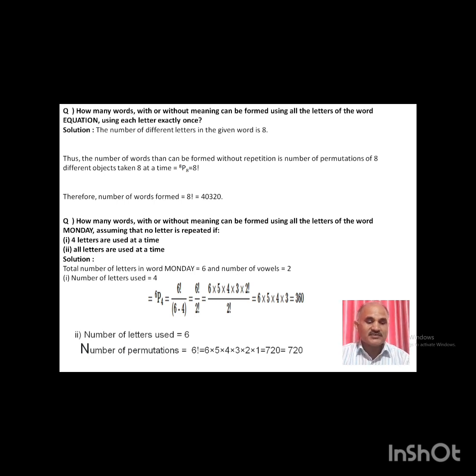Second part: all letters are used at a time. The total number of letters is 6, and you are using all 6 letters at a time, so that is 6P6, which is equal to 720.